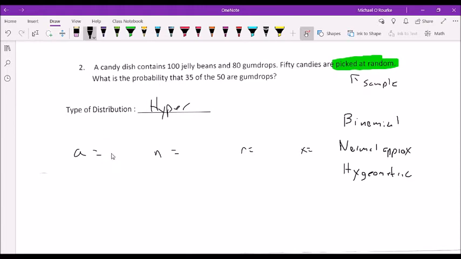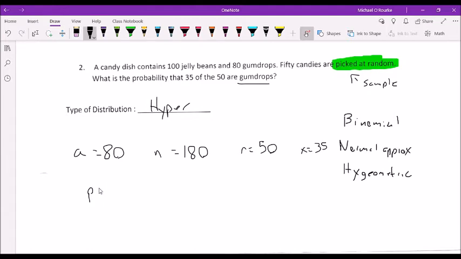Callum, you want to take a shot at this? Yeah. Should I just list them all off? Probably. 35 of 50 are gumdrops. Okay. 80, 100, 50. Well, slow down. 80. Yep. 100. I disagree with you there. Is N not number of trials? It's 50. 180. There's 100 jelly beans and 80 gumdrops. Okay. And what was your sample size? 50. Yep. 50 and 35. Very good.